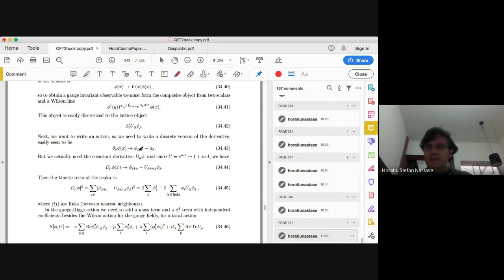We said it last time when describing Kadanoff blocking. So d mu phi of x corresponds to phi of j plus mu, the nearest neighbor in the direction mu, minus phi of j. But since we actually have the covariant derivative, and since u is exponent i a, which in the infinitesimal case is approximately 1 plus i a times the gauge field capital A.